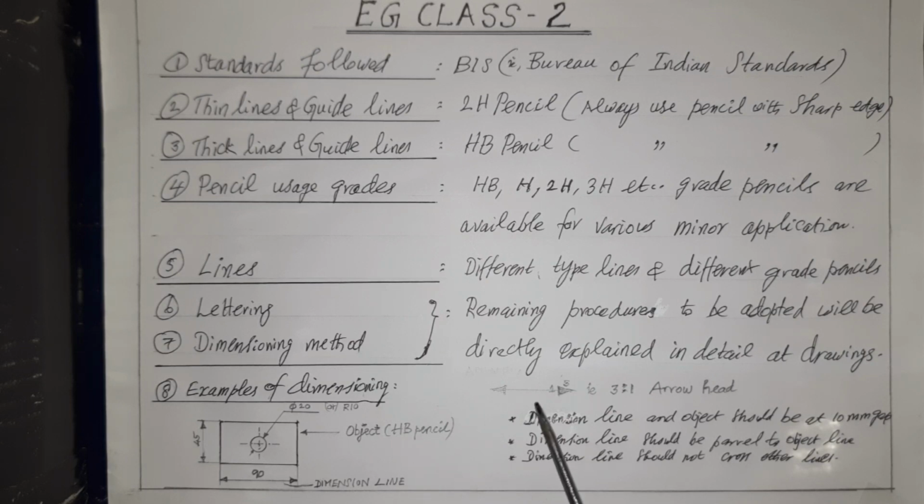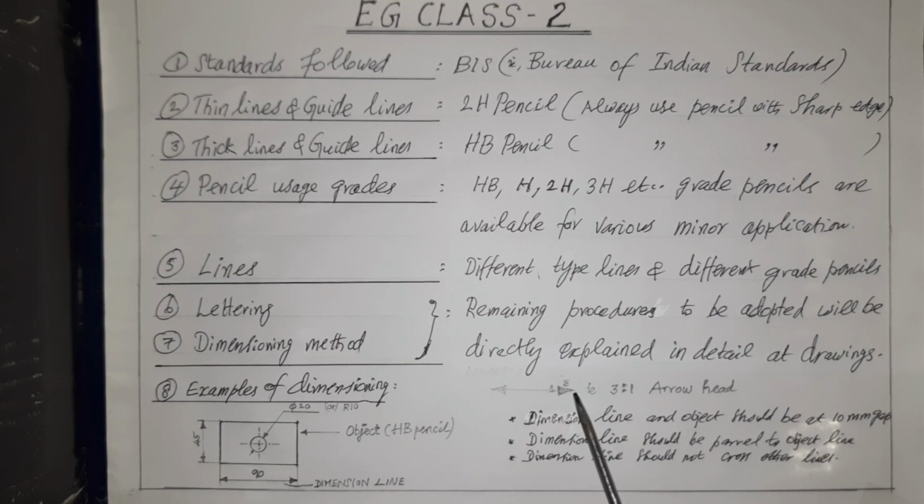Next, arrowhead is also important. 3:1 is the ratio for the arrowhead. It is not mm or centimeter, only the ratio. This should be maintained. 3 is the length of the arrow, 1 is the width of the arrow. This is the ratio to use for the arrowhead.